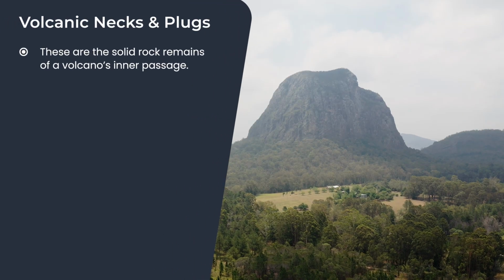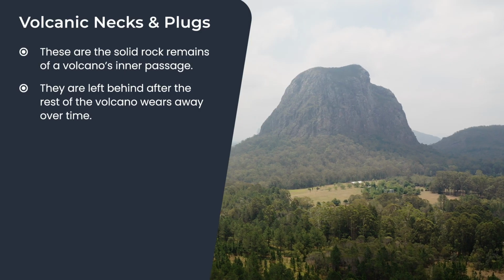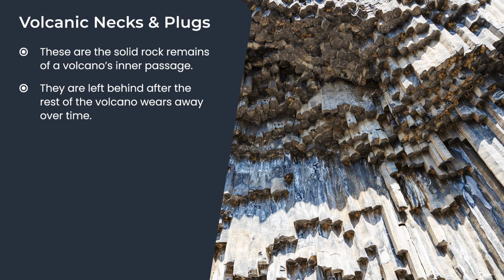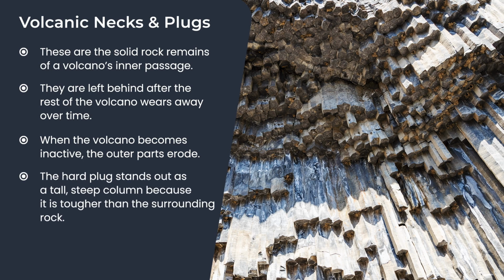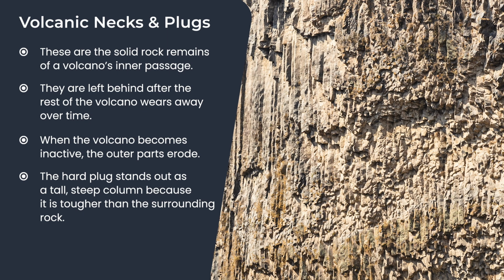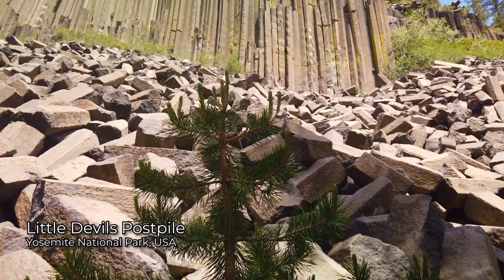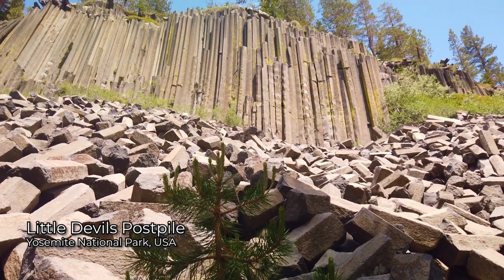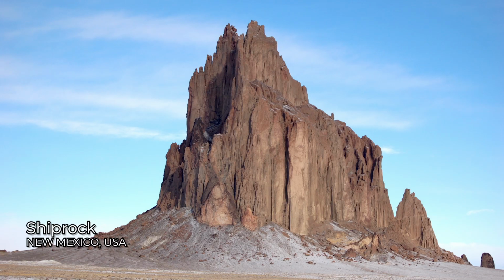These are the solid rock remains of a volcano's inner passage, which is called a conduit, and that are left behind after the rest of the volcano wears away over time. So, when the volcano becomes inactive and the outer parts erode, this hard plug stands out like a tall steep column because it is tougher than the surrounding rock. Examples of this are Devils Postpile in Yosemite National Park, USA, Ailsa Craig in Scotland, the Kapsiki Peak in Cameroon, and Shiprock in New Mexico, USA.